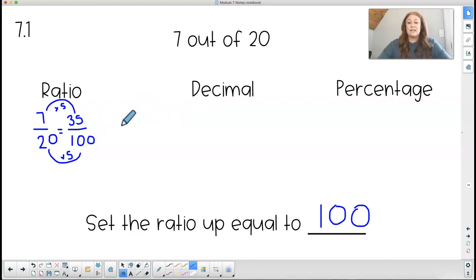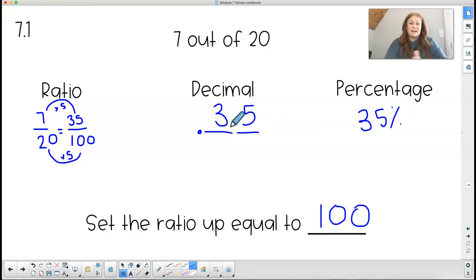My decimal is 35 hundredths. So point, and I need 2 decimal places, 3, 5. And my percentage is just 100 times bigger than this. So that means I'm moving my decimal forward 2 places. I'm taking this number over 100, 35%. So it's not 0% right here. We have 35 out of 100. So 35%. I just moved my decimal 2 places when I'm changing it to a percent.